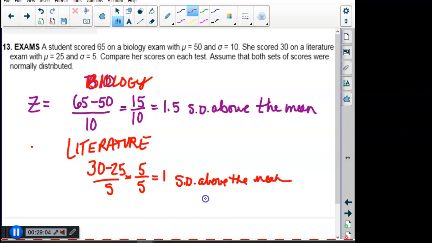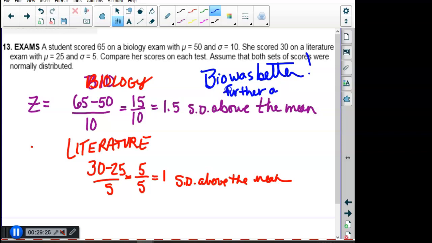So which one did she do better on? The biology test, because she's further above the mean, okay? She scored further above the average. Bio was better, further above the average. This is the same way you could compare, you know, your cousin's ACT score to your SAT score.